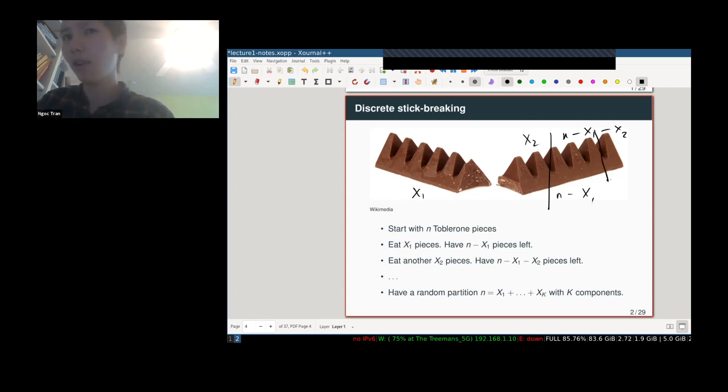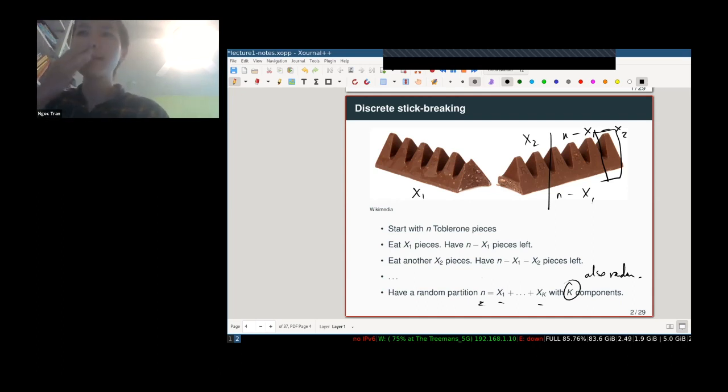You cannot break it anymore. And then you just eat that last piece and you're done, right? Or maybe the last time, when you drew your random number, it turned out that you just want to eat the whole piece on the last day. That's also fine, right? So after recursing this, you get a random partition of n. It's written as x1 plus dot dot dot plus xk, where the number of components k is also random. So this is a way to construct a random partition with randomly many components.